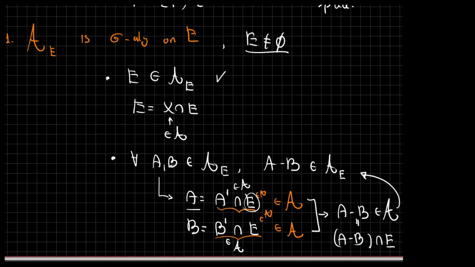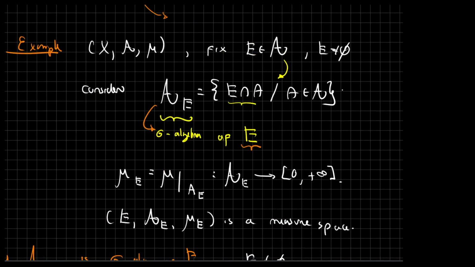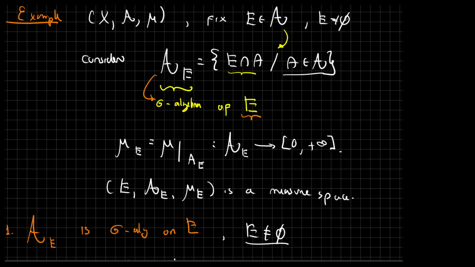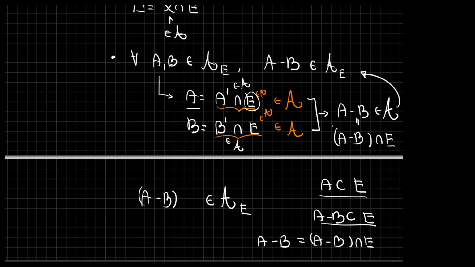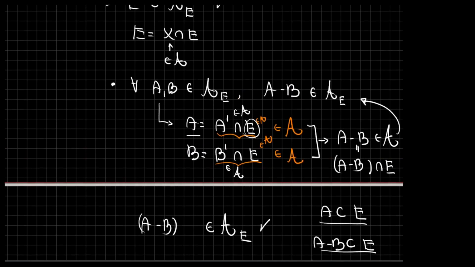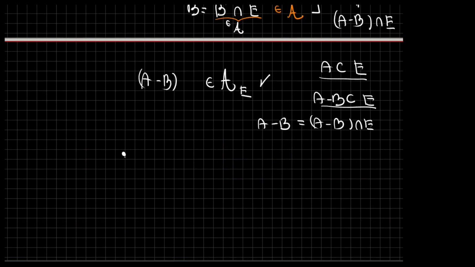So this goes by definition. Recall that this set is equal to the intersection of all of the elements of the sigma algebra. So when you intersect this element with E, it's the same element. So yes, it holds this property. And the final property is, let's say that we have some family in this set, and what happens with its countable union? What happens with this?